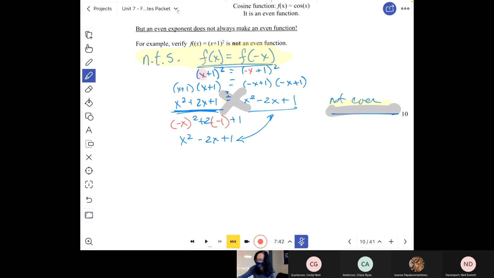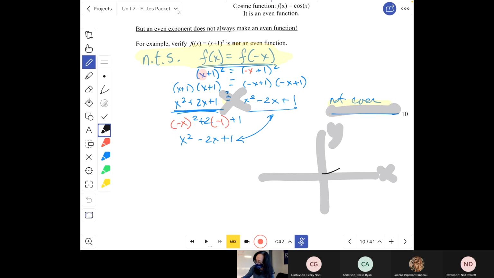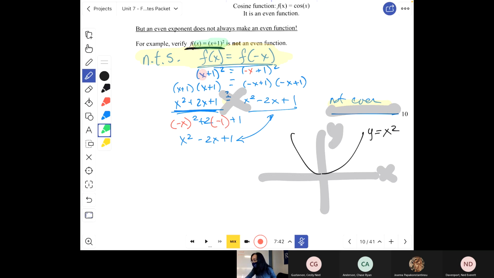Now, looking at the graph of this, the parent is this, right? y equals x squared. If I were to give you this equation, the stripped down underlying parent function is y equals x squared. But looking at this, what has happened, it's been shifted to the left one, right? I can recognize that transformation. Is that symmetric about the y? No. So, you can go about this so many different ways.